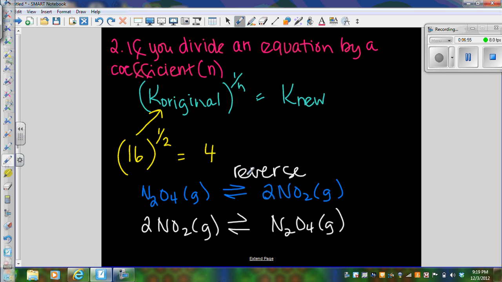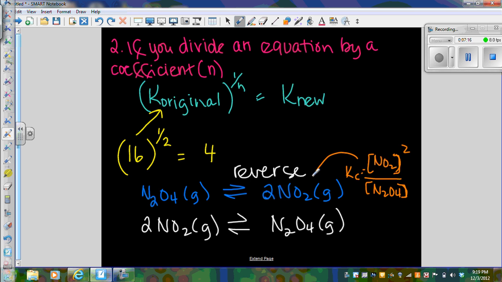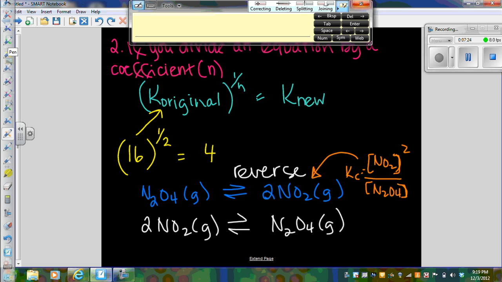Now, if you really think about this, what you're doing originally here, Kc is going to have NO2 concentration squared divided by N2O4 concentration. That would be for this reaction. If I reversed it, I would have, let's do green, sorry.